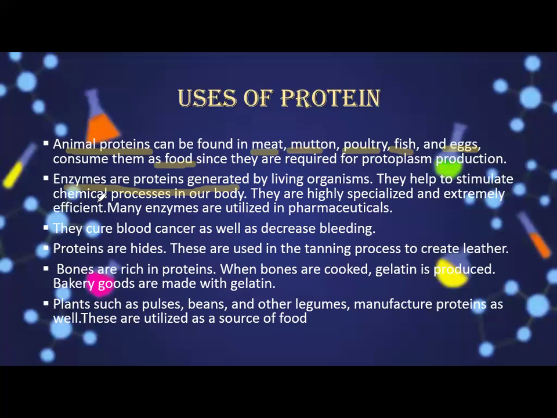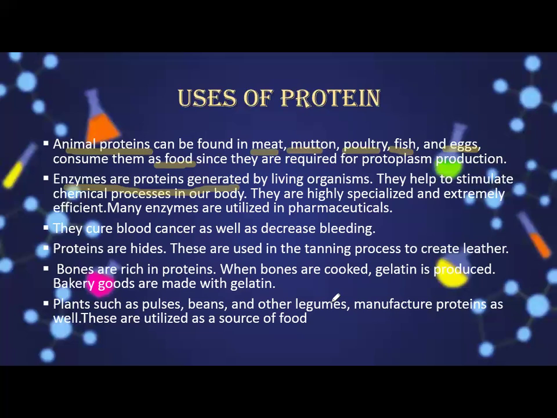So the basic importance of protein is also that it initiates several chemical and functional processes in our body. The third use is that proteins help cure blood cancer as well as decrease bleeding. The fourth use is that protein or hides are used in the tanning process to create leather. When leather comes from the animal's skin, it is first cleaned and tanned, and then goods are prepared from it. This leather then becomes bags, shoes, and jackets, but before their production the tanning process is done with the help of proteins.